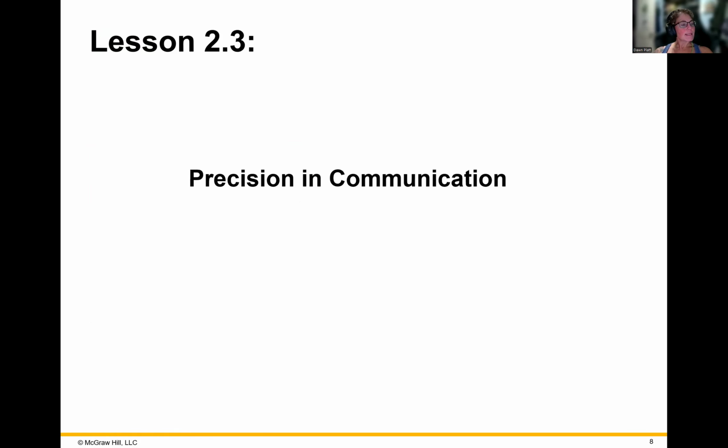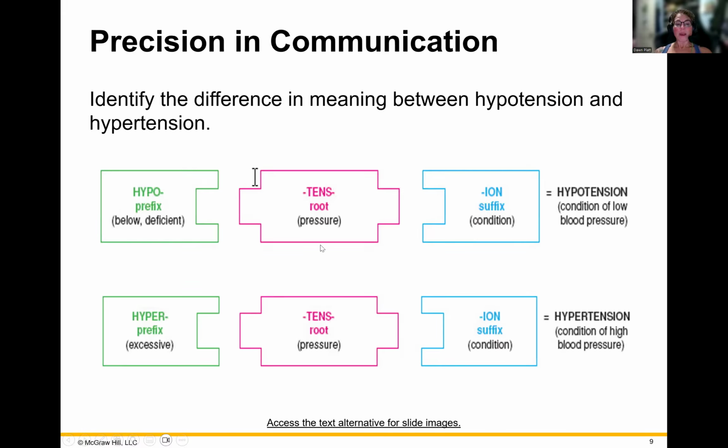All right, let's go to the next section. The next section is talking about precision in communication. And that just has to do with making sure that we have the right components and the correct pronunciations, because there are some pronunciations that sound the same or sound similar and mean two totally different things. The example that they give you is hypotension versus hypertension.